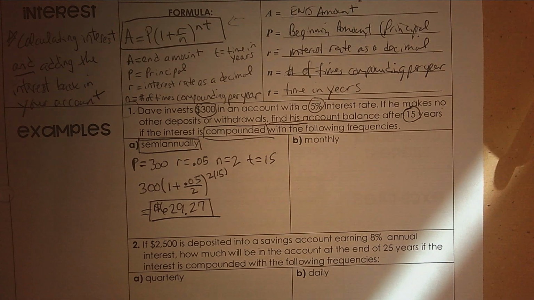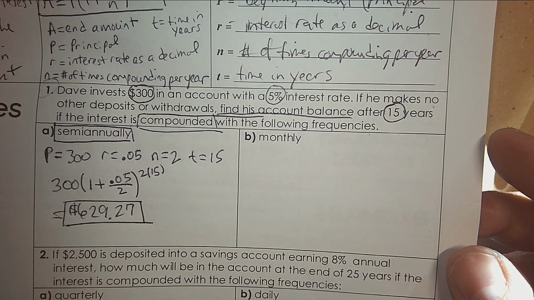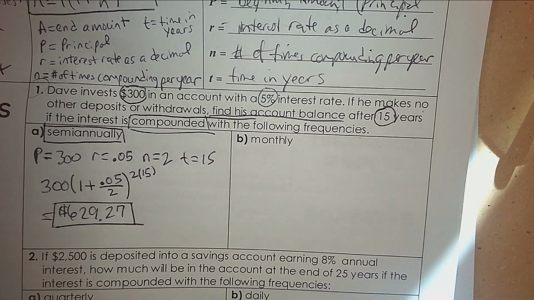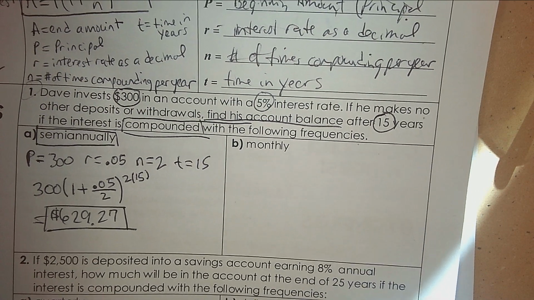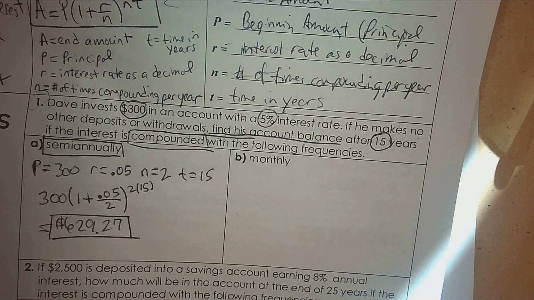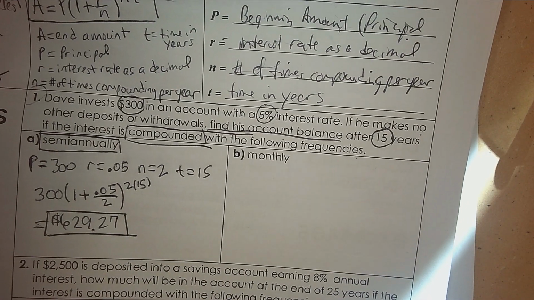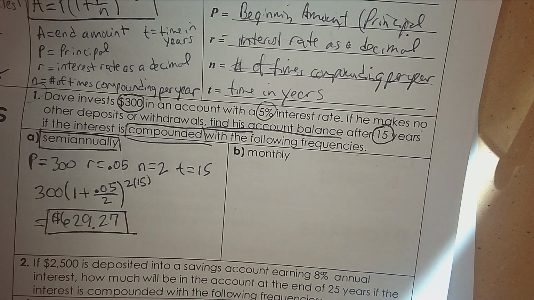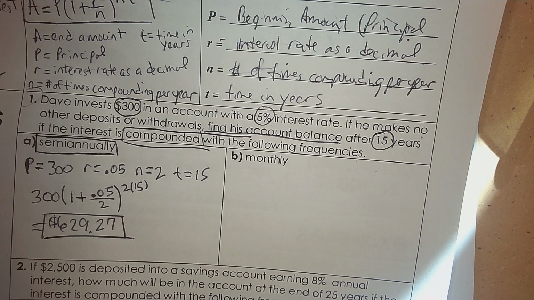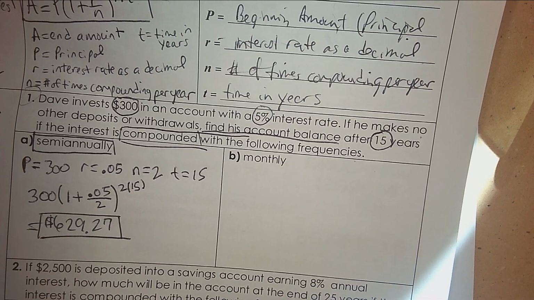Part B. So part B, we have the same values. What's the difference in part B? It's not semi-annually, but monthly. So I'm going to ask you an important thinking question. Do you think if it's compounded monthly instead of semi-annually, there'll be more money in his account after 15 years or less? Marilyn? Yes. I do have some batteries behind me. So why more? You can get up and get them. Why more? Because the more times you compound interest, the more money will be in your account. So because you're compounding more often, you'll have more money.